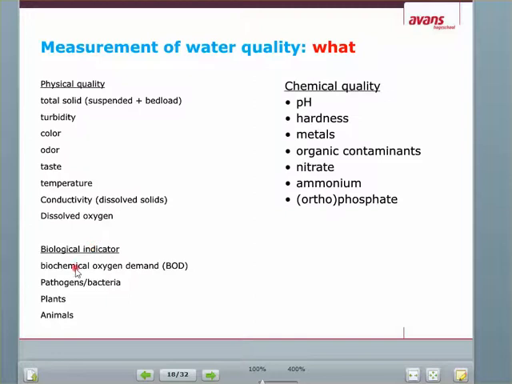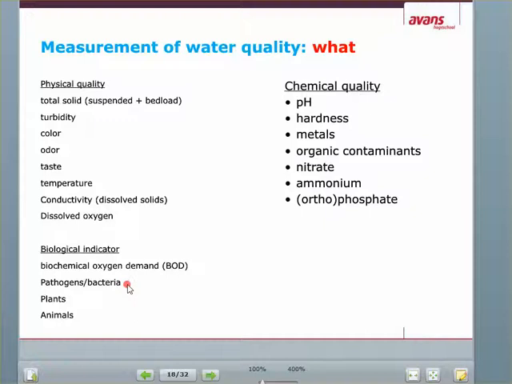Biological indicators, we will be doing, for example, BOD. That is a cuvette test. Most of you have done that already. It's a pretty simple test with a spectrophotometer, and you'll learn that in the lab. It'll take you about 2 minutes to learn it, if that long.